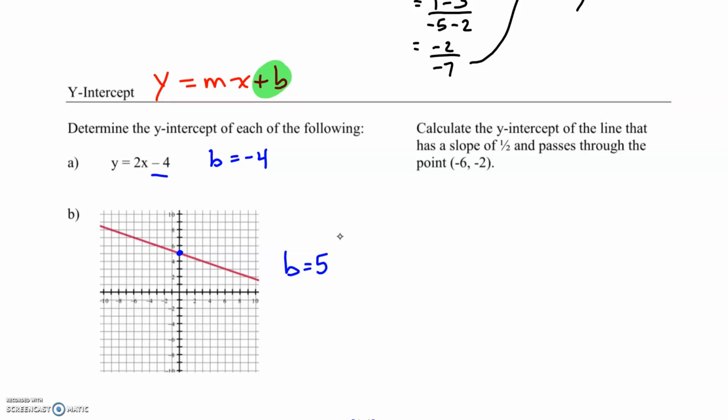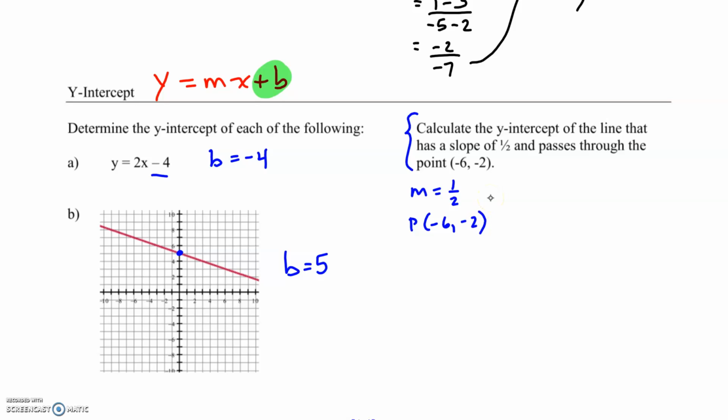Now we have a situation where we're going to have to actually calculate b. We can't just look from the information given and say it. So it says calculate the y-intercept of the line that has a slope of 1/2. So I'm going to write that down. We have a slope of 1 over 2, and we have a point of -6, -2. So that point is on the line with a slope 1 over 2.